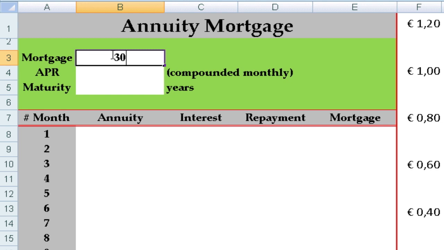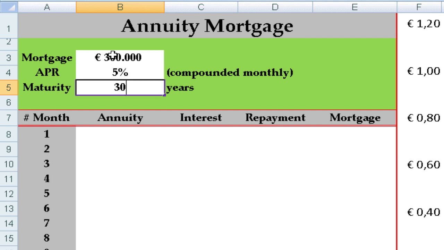For instance, we again take a mortgage of 300,000 euros. And the annual percentage rate, like in the last example, is 5%. And the maturity, again, like we said, mortgages are usually standardized at 30 years. So we take the 30 years as a maturity. And then first we start calculating what is this constant payment, this sum of interest and repayment.